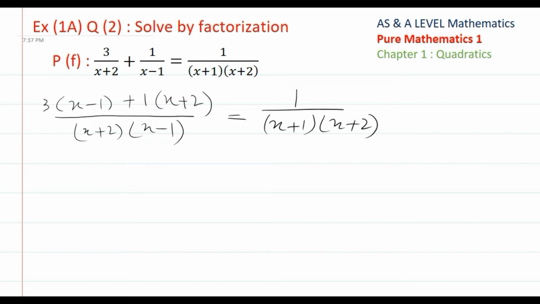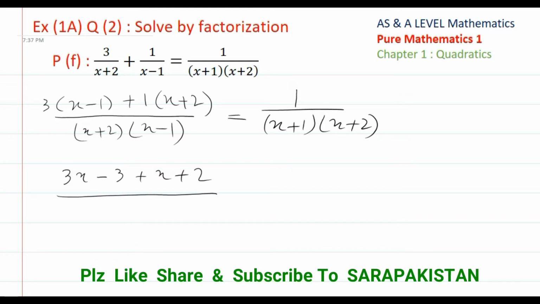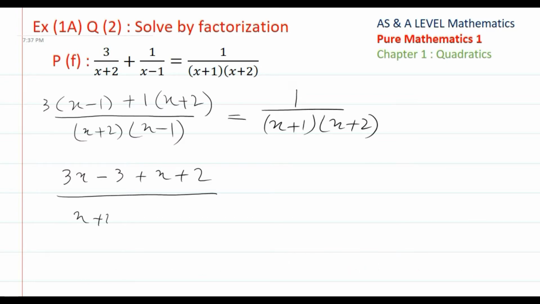Now on simplification you will get 3 times x minus 3 times 1 is 3, plus 1 times x is x, plus 1 times 2 is 2, whole over x plus 2 times x minus 1, and equals 1 over x plus 1 times x plus 2.